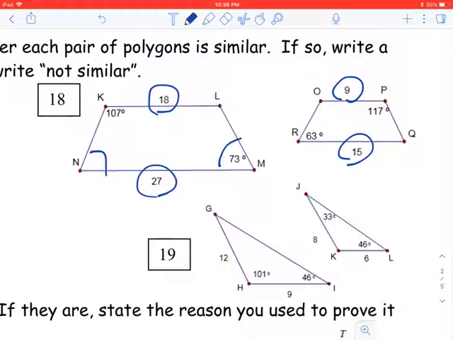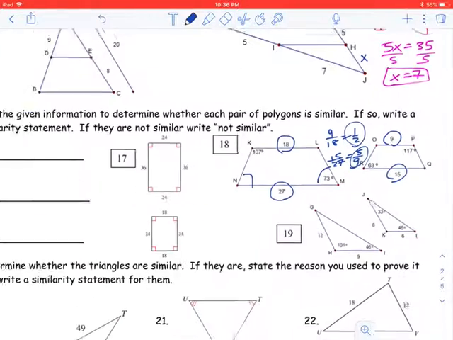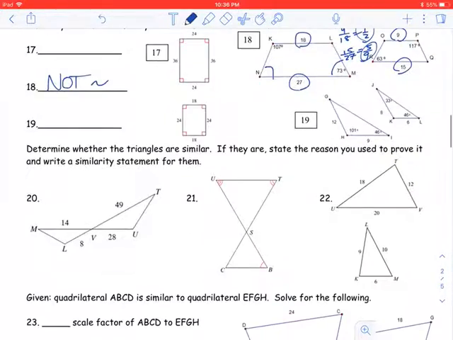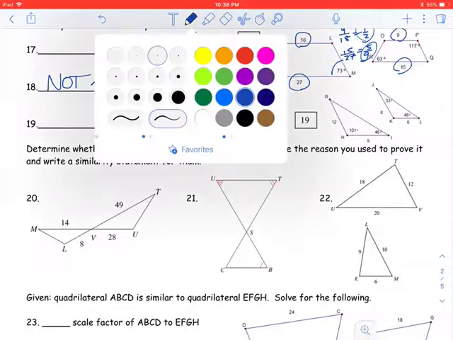Okay, so if you look at the top, 9 and 18 are not going to be the same as 15 and 27, because 9 over 18 gives us 1/2, where 15 over 27 gives us 5 over 9. So not the same. So 18 is not similar. Okay. And so for these two evens, it says determine whether the triangles are similar and what statement proves that.